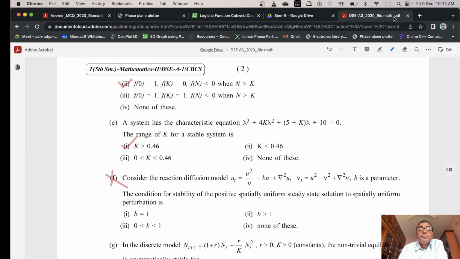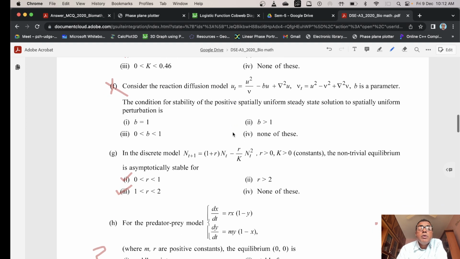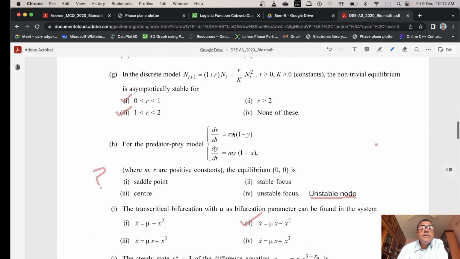Next question. This question on the reaction diffusion model is out of syllabus from 2022, so we avoid this question. And next question G.